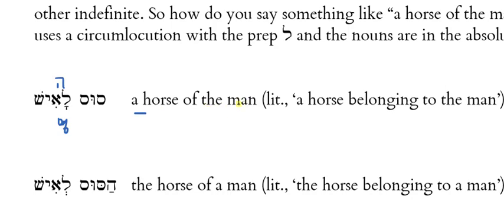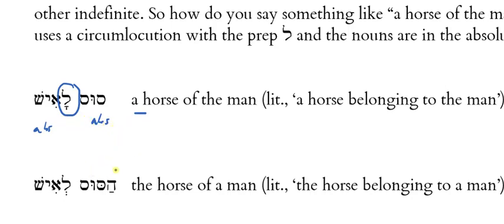It looks like it could be a construct chain, but notice this is not a construct chain. Why is it not a construct chain? It's not a construct chain because you don't have two nouns side by side where nothing intervenes. I have the preposition lamed here in between these two. Right? So this is actually a noun in the absolute state, and ish is a noun in the absolute state. There is no construct chain here.